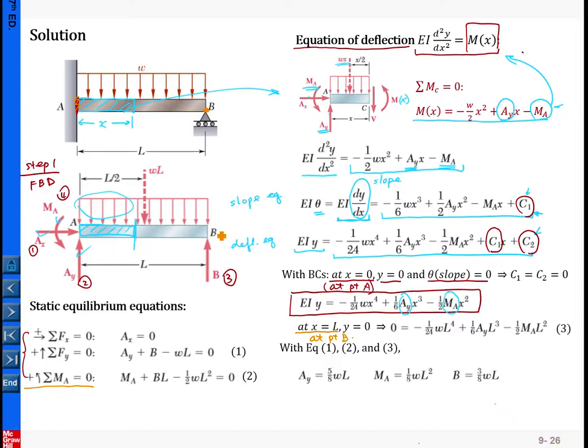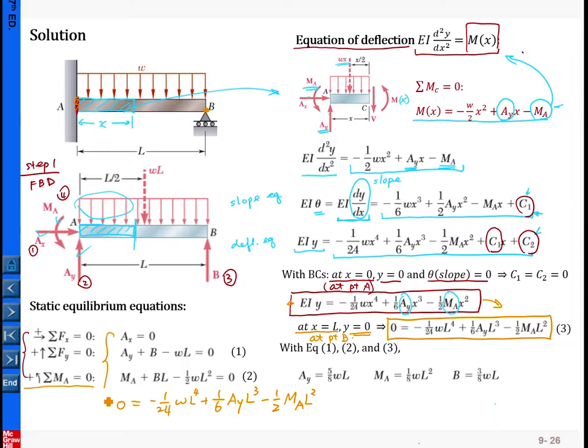So at point B, we know the deflection equals 0 because that is a support, so no deflection here. Based upon these equations, you apply this boundary condition, so this equation simply becomes this. This is the additional equation. Let me write it up here: 0 equals minus 1/24 omega L to the fourth plus 1/6 AY L cubed minus 1/2 MA L squared.